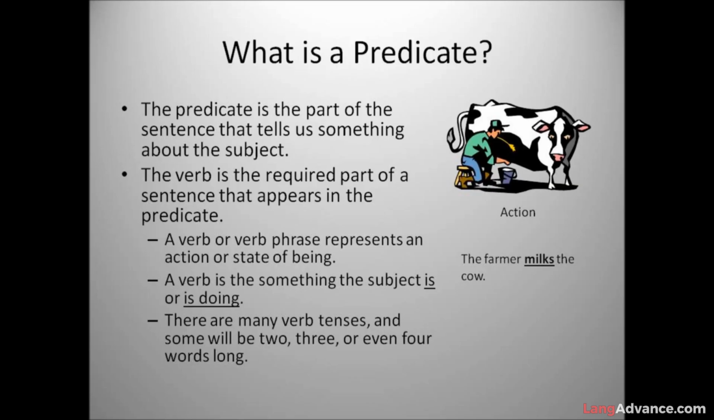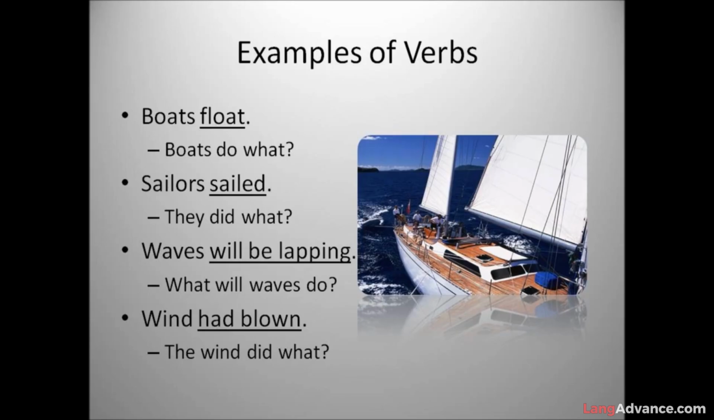Some more examples of verbs. Boats float, and we can say boats do what? They float. Float is the verb. Sailors sailed. They did what? Sailed. Waves will be lapping. What will waves do? Well, they will be lapping. And the wind had blown. The wind did what? The wind had blown. Had blown being the verb.